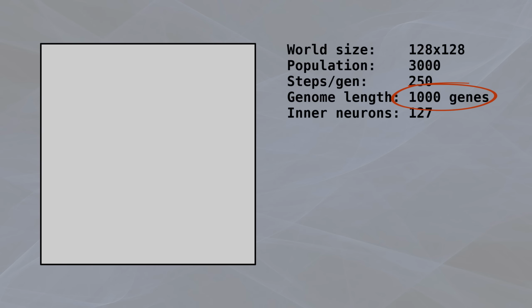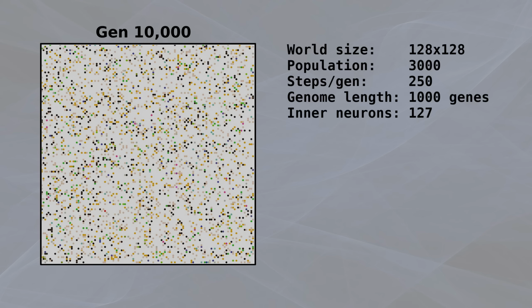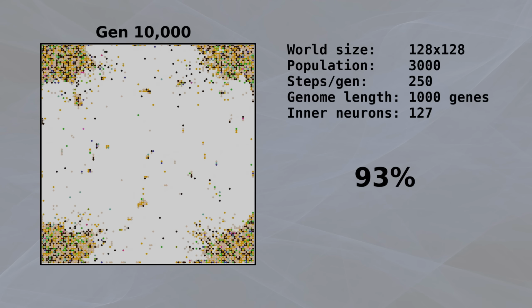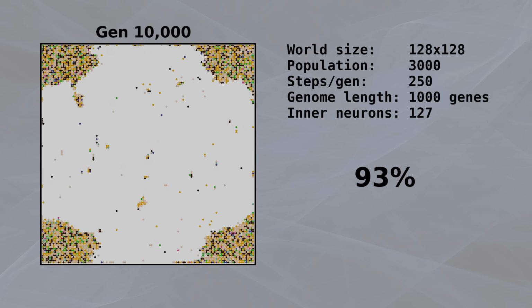Let's go to more extremes and run this again with a genome of 1,000 genes, allowing 1,000 neural connections and up to 127 internal neurons. Now, this one took a while to compute on the computer I'm using, but after letting it run all day and getting to generation 10,000, here's what we have. We're up to 93% survivors or reproducers. That's the best yet. Their bigger brains give them a distinct advantage.